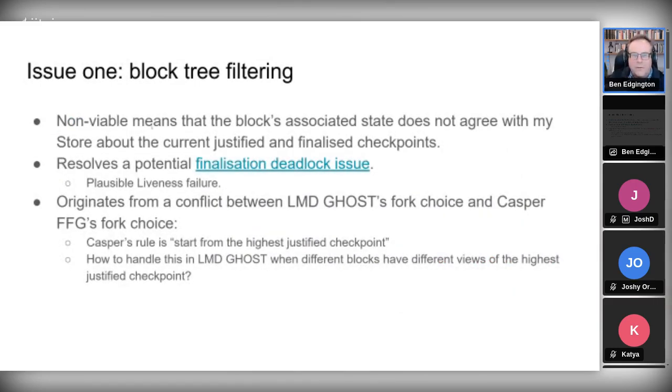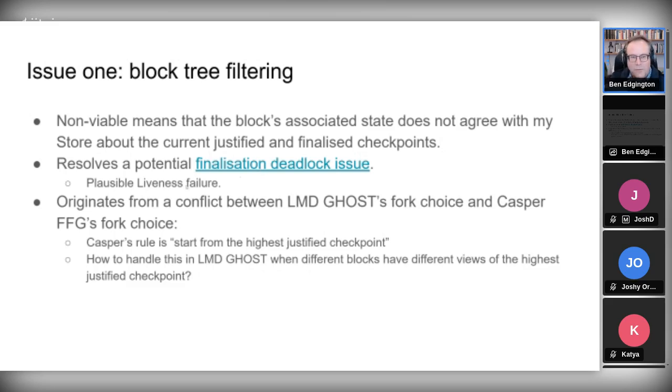A block is non-viable if the state that's associated with that block does not agree with my store about the current justified and finalized checkpoints. The block was built on a particular state, and it contains the data that transitions to the post state when you run the block, and that assumes a certain justified and finalized checkpoint. But it may be that the state associated with that block doesn't agree with the view that I have of the world. And so we have to filter it out of the LMD Ghost fork choice.